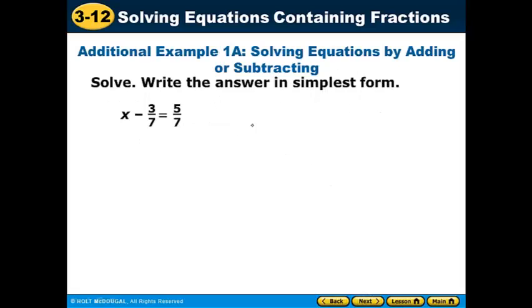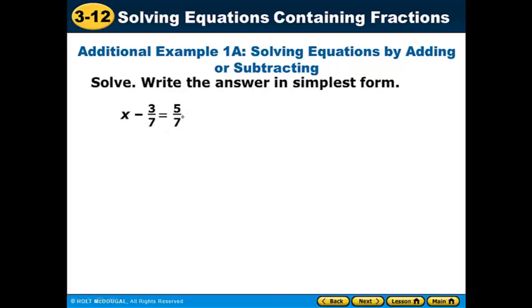Let's go ahead and start with this example. We need to solve for x. Write the answer in simplest form. Since we are dealing with fractions, we usually would like the answer to be in simplest form. So let's go ahead and see the steps for solving. This is x minus 3/7 equals 5/7.